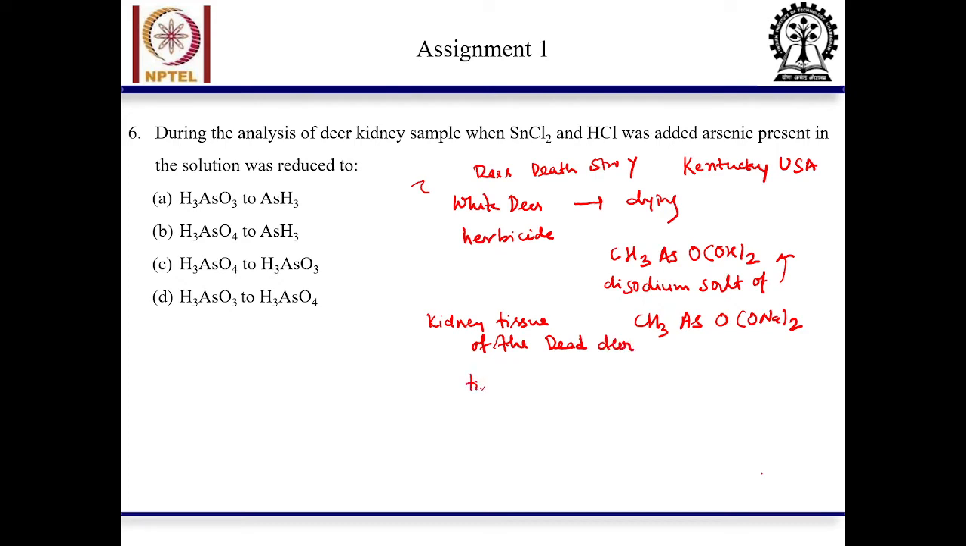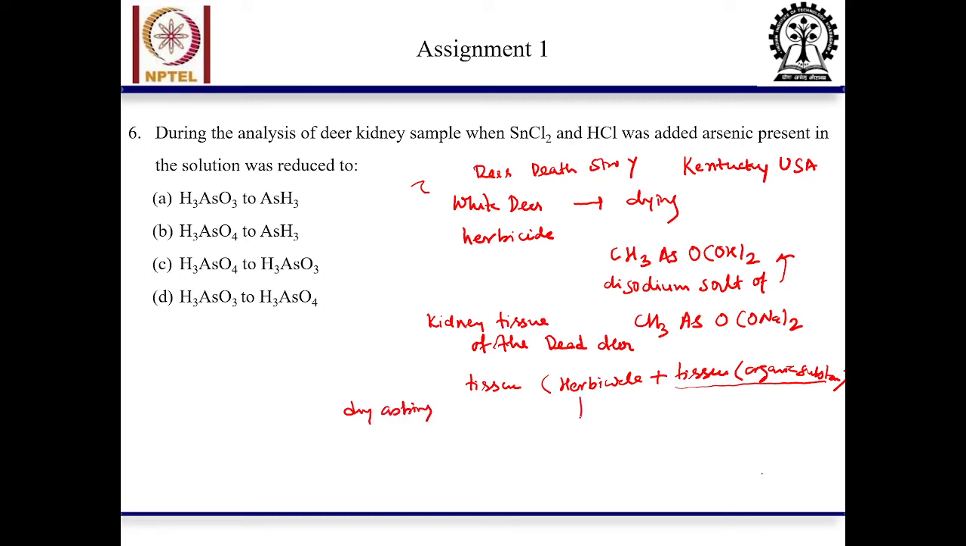Now this tissue, what in all does it have? It has this herbicide plus tissue. Tissue is basically your organic substance. Now the question is how to get rid of this tissue. So we refer to the previous question, how to decompose the organic substance. So the answer is dry ashing.